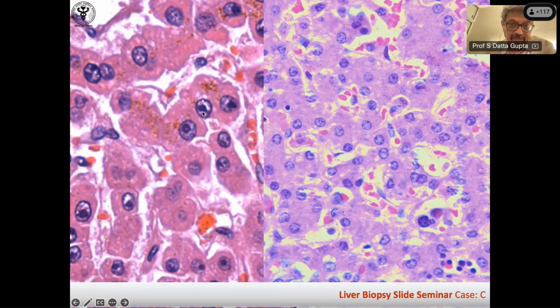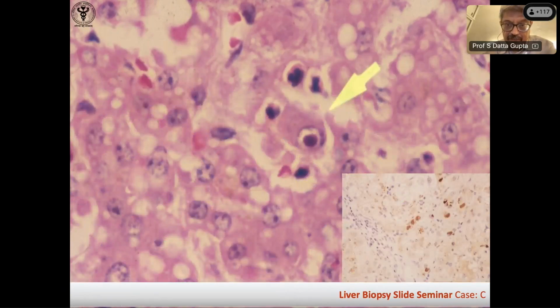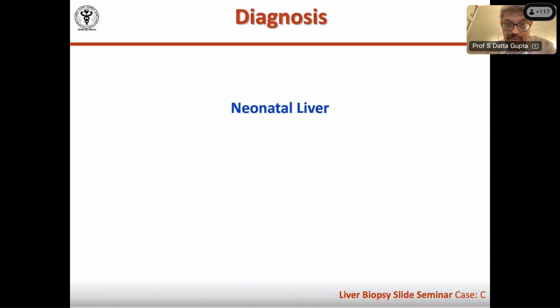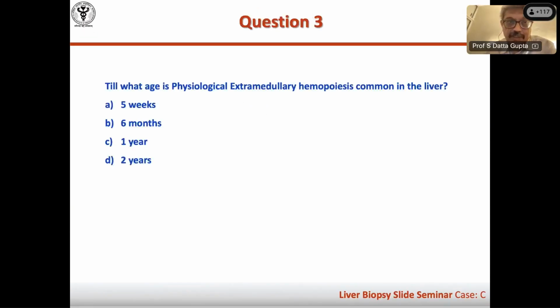Right? You are finding this. This is an adult liver. And you see there's not so much of polyploidy. Look at this megakaryocyte. This is within the liver. They are mainly in the sinusoid. You're absolutely right to all of them. And once again, don't mistake them. So this is neonatal liver. So it means there's extramedullary hematopoiesis. Till what age will you find extramedullary hematopoiesis in the liver? 5 weeks, 6 months, 1 year, 2 years.